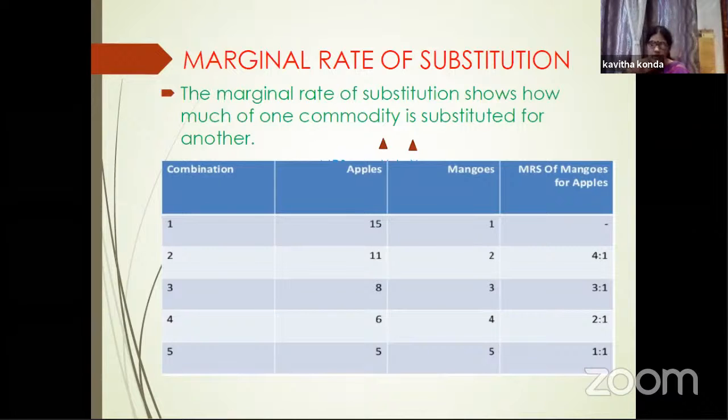This concept is very, very important. The marginal rate of substitution is important to indifference curve analysis. It shows how much of one commodity is substituted for another. For example, I gave apples and mangoes; you may take X or Y or any other goods also. In the previous example of the indifference schedule, we can notice how units of the good apples have been substituted for 1 unit of X.